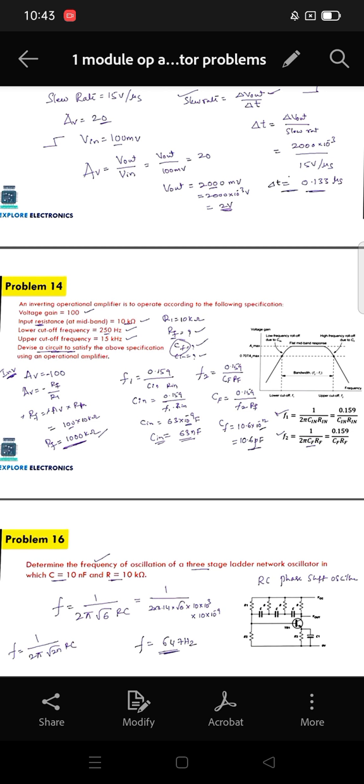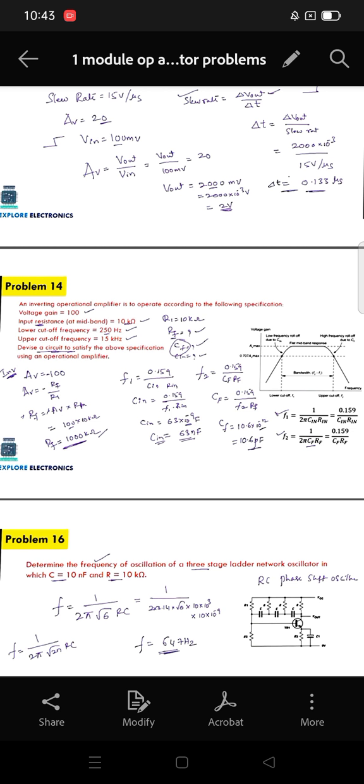First you have to find the Cin from the equation F1. F1 equals 0.151 divided by Cin into Rin. From this equation you have to find the Cin value, because frequency is given. Therefore you have to find the Cin value. Substitute the value of F and Rin. You will get the Cin as 63 nanofarad.